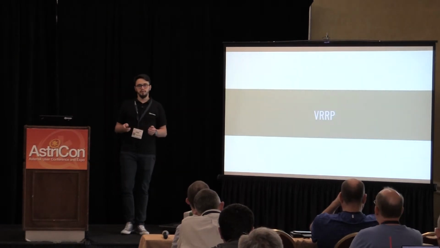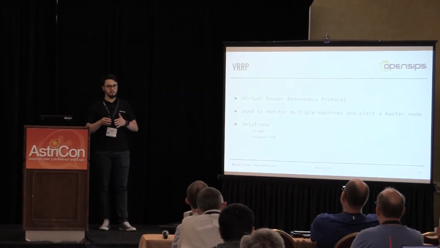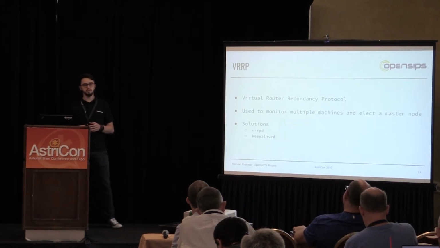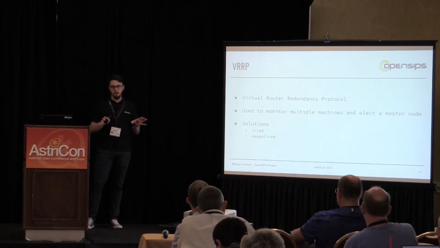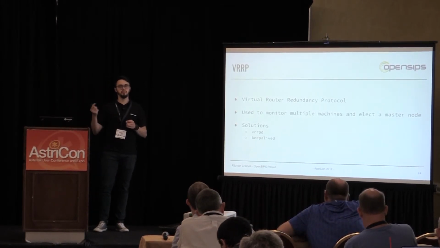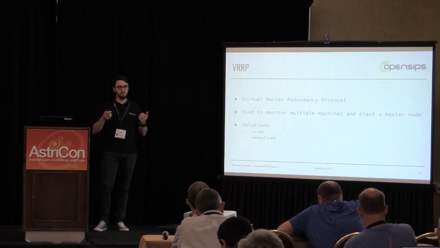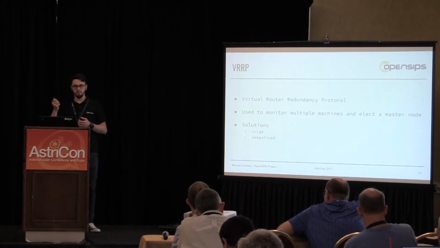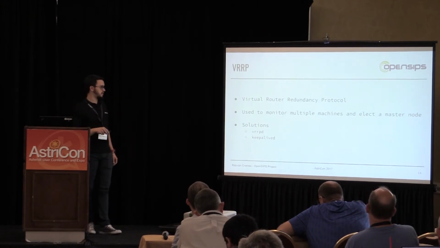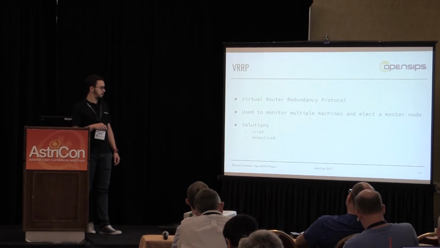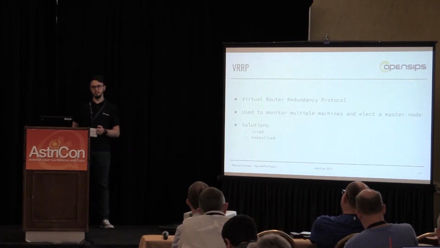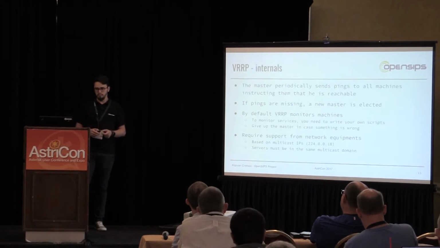That's what VRRP does. VRRP comes from Virtual Router Redundancy Protocol, and is used to monitor multiple instances and elect a single master node. That master node receives the virtual IP and all the traffic that is sent to that virtual IP. There are a couple of very stable solutions, very old, like VRRPD or Keepalived. Both of them do the same thing, and both work on top of the VRRP protocol.